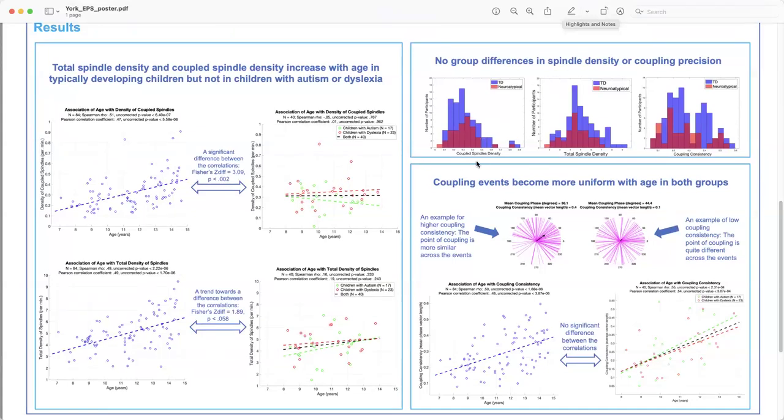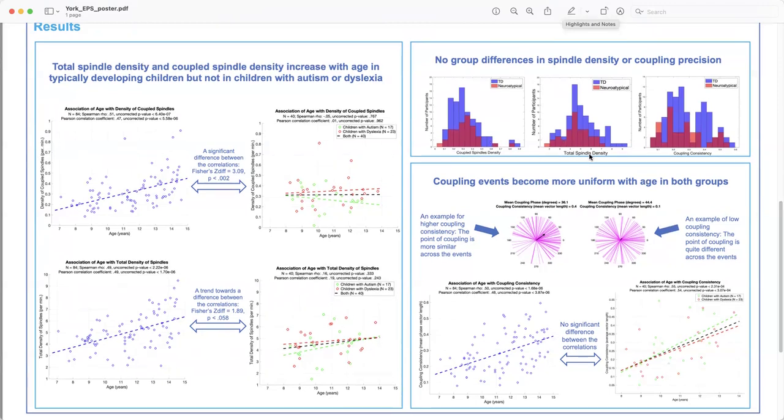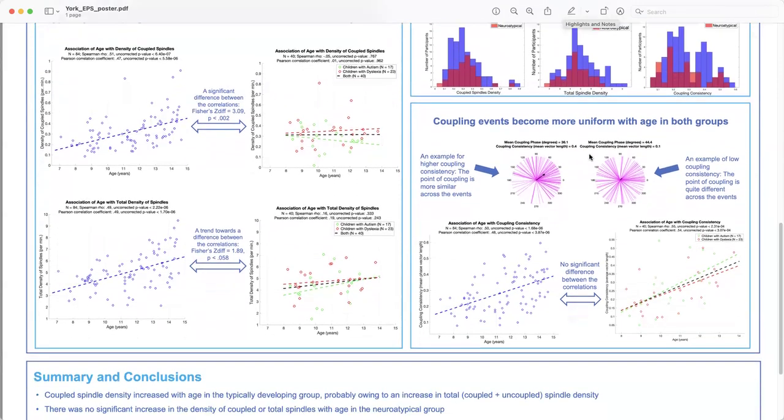However, the groups do not differ in terms of the total amounts. So there is a difference in the dynamics with age, but not in total counts, both for the coupled spindle density and the total spindle density. Then we looked at coupling consistency.